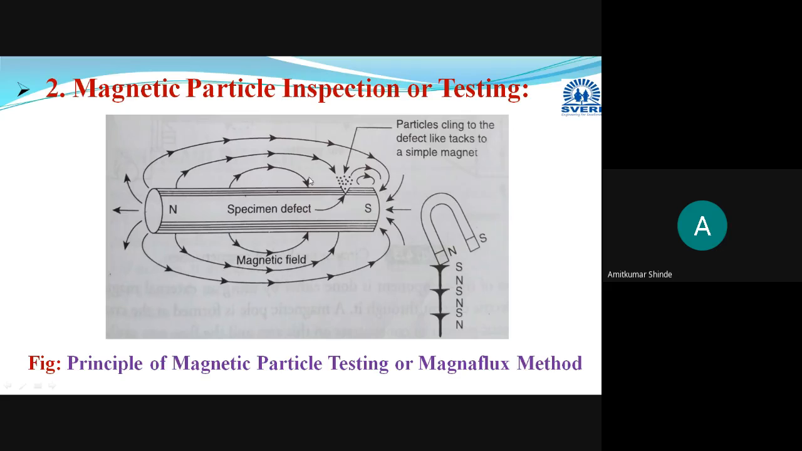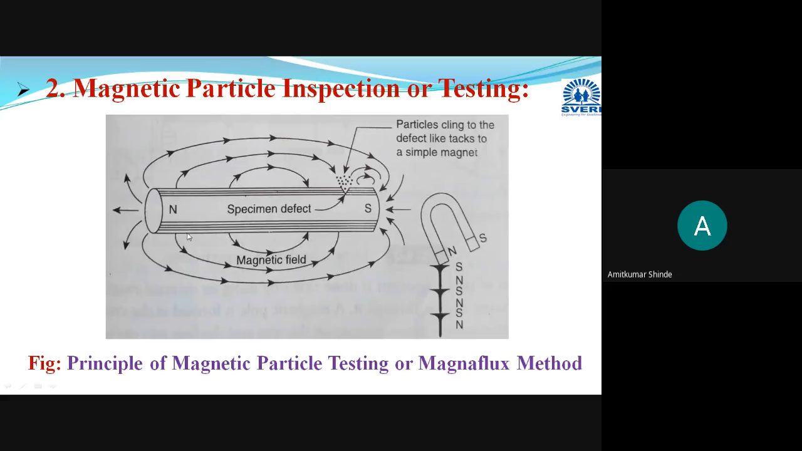These poles present in the crack will attract the powder, and the particles will get concentrated or segregated at this place only, and you can easily detect the crack or flaws present in that component. So this is the basic principle.